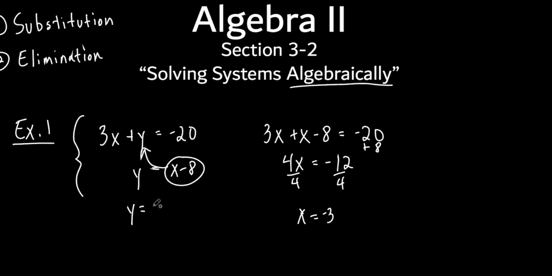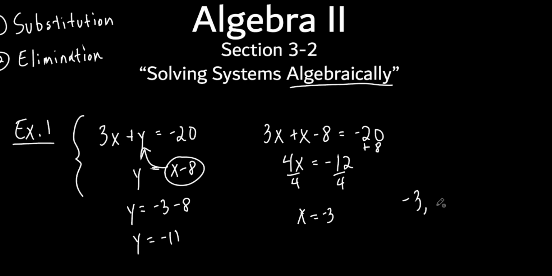So y equals, instead of x minus 8, what am I going to put? Negative 3 minus 8. And y equals negative 11. So those are my two answers. But how do I write my answer, though?